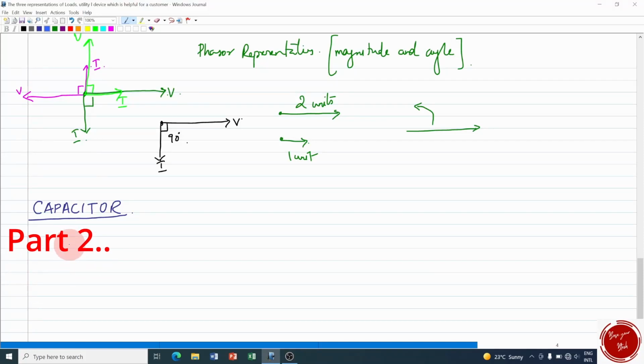Now let's talk about a capacitor. What's happening in a capacitor? I have explained in the last video that the main duty of a capacitor is to block DC. That is, DC means direct current.